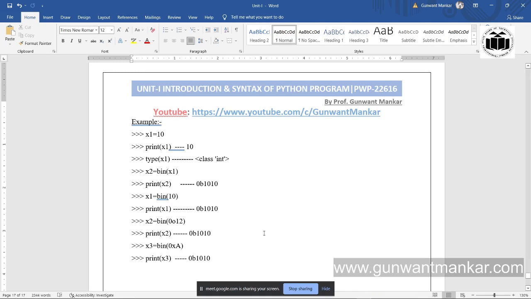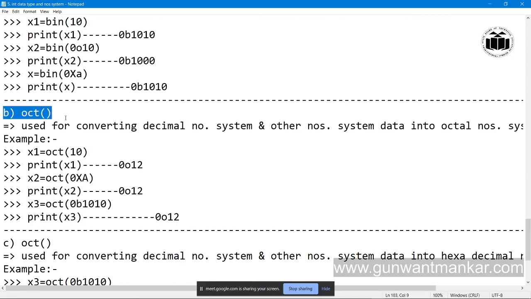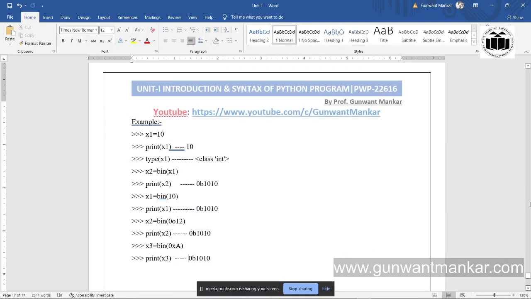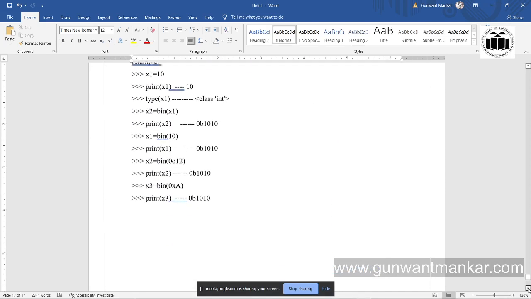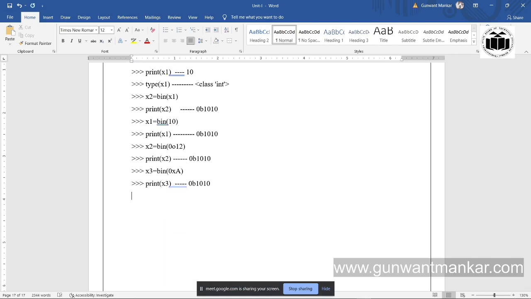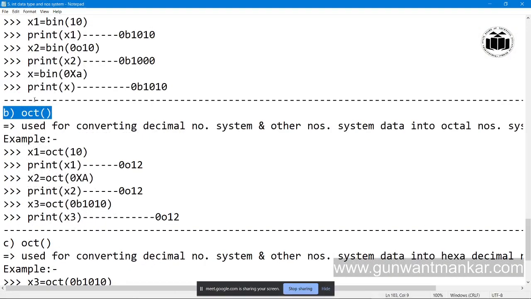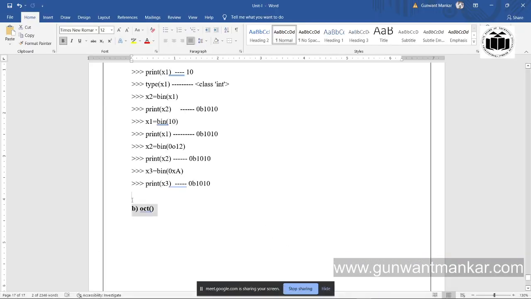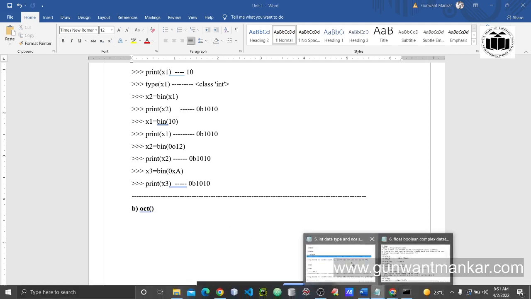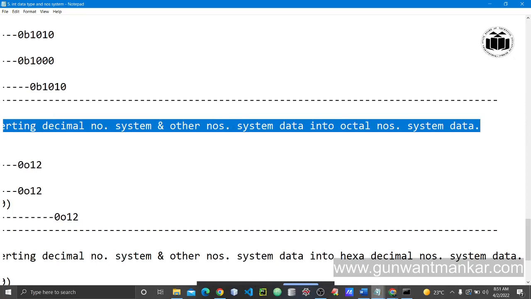Next one is what? Next function we have is oct. First we have seen bin, binary. The next base conversion function is oct. So we can convert any type of data, any number system, to the octal number system. To convert any type of number system to the octal number system.